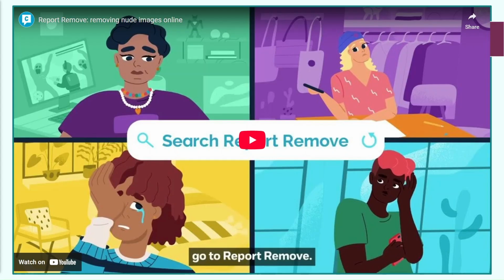Report Remove is a tool provided by Childline, the Internet Watch Foundation, and Yoti, which allows young people to report an intimate image or video which is shared online to see if it's possible to get it taken down. This video helps to explain what the process involves.